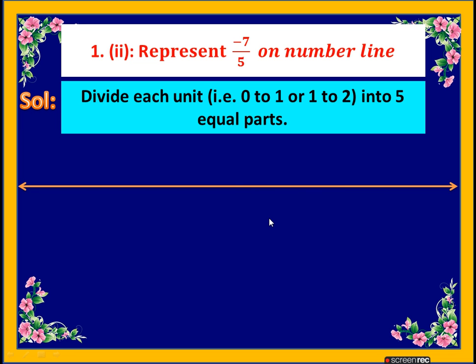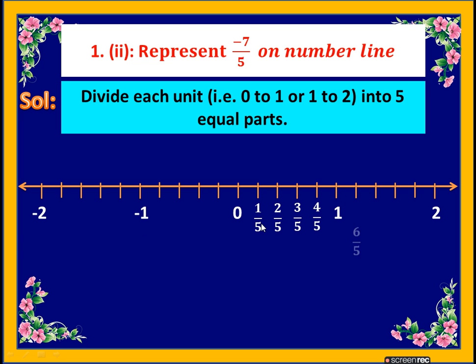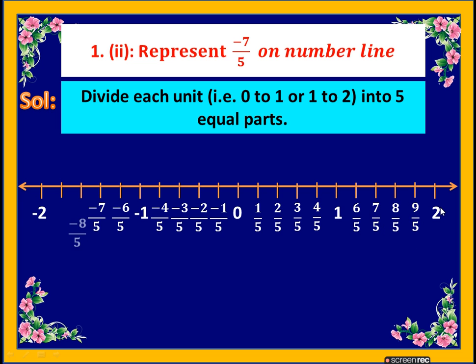Again, take number line 0, 1, 2, minus 1 and minus 2. So now each unit you can divide into 5 equal parts. So 1, 2, 3, 4, 5 equal parts. So 1 by 5, 2 by 5, 3 by 5, 4 by 5. This is 5 by 5, 1. 6 by 5, 7 by 5, 8 by 5, 9 by 5. This is 10 by 5, that is 2.